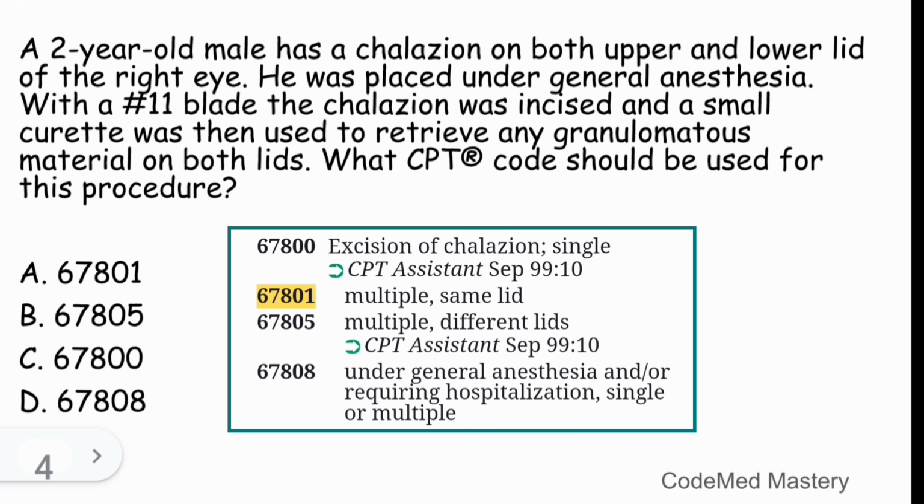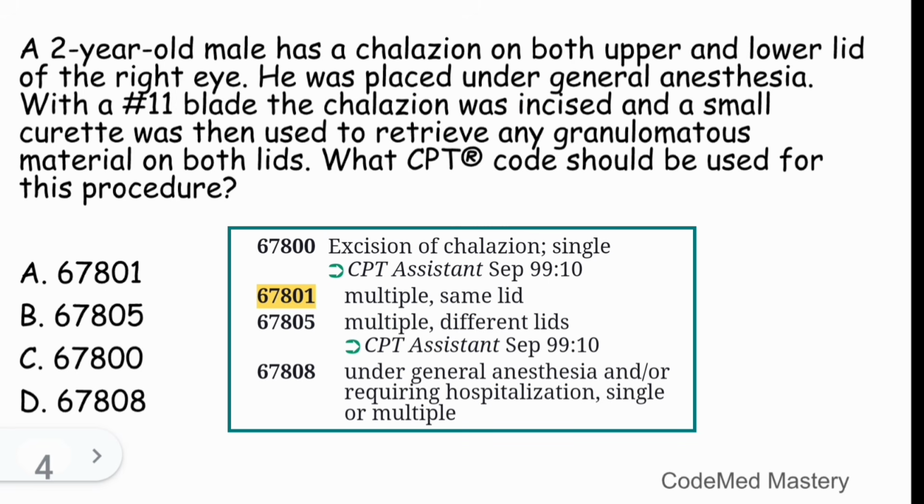Now let us read the question. A 2-year-old male has a chalazion on both upper and lower lid of the right eye. He was placed under general anesthesia. The chalazion was incised and a small curette was then used to retrieve any granulomatous material on both lids. What CPT code should be used for this procedure?